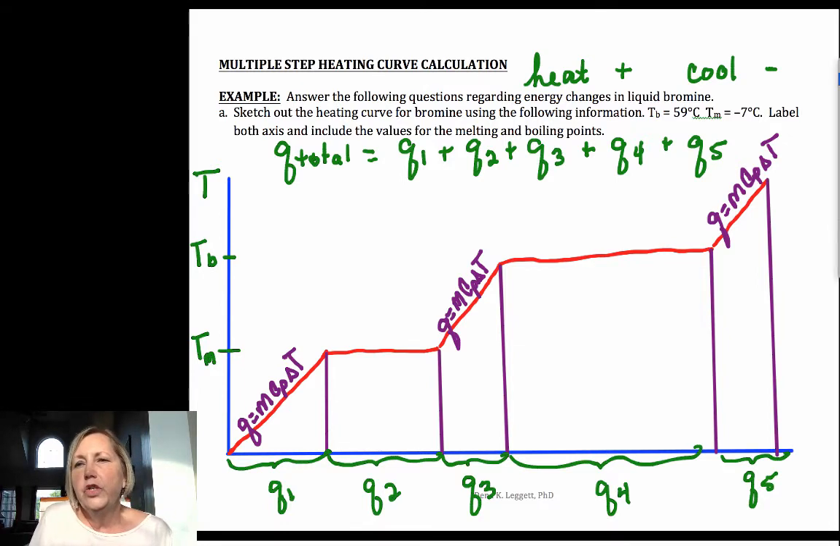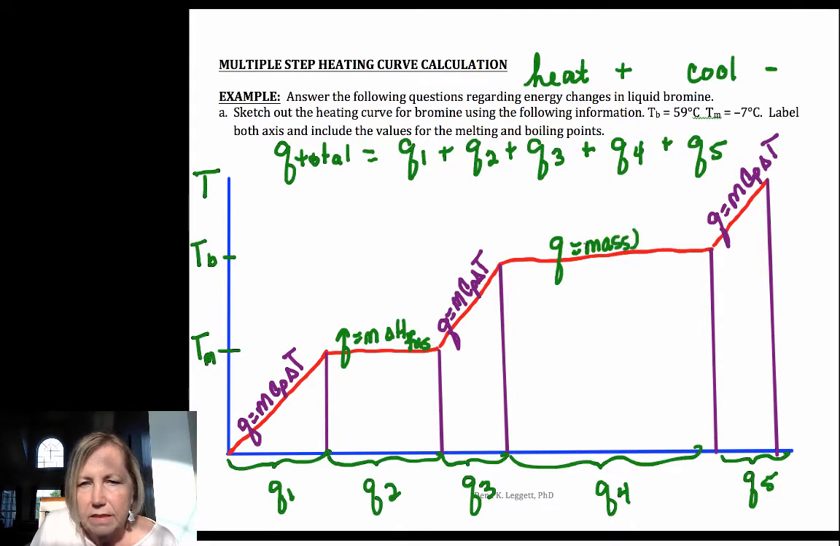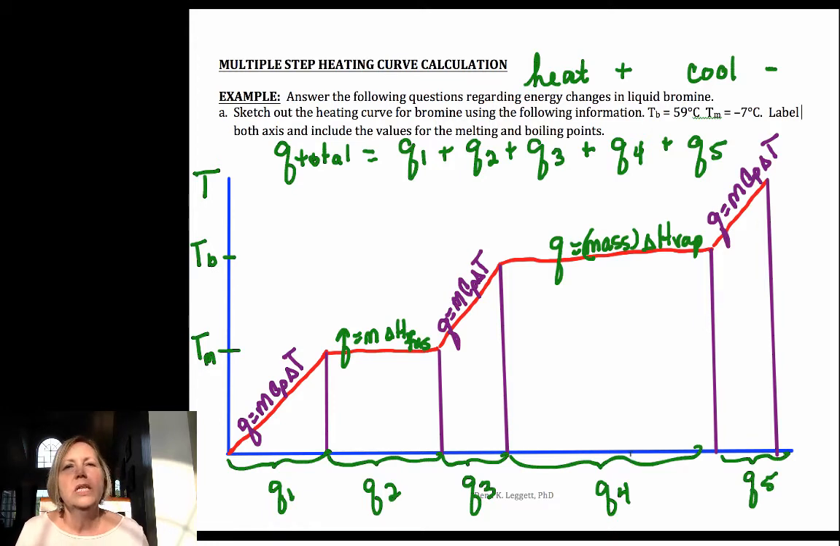Now, if we're on a plateau here, that means there's a phase change. So in this case, Q is going to equal our mass times our delta H of fusion. And here Q is going to equal our mass times our delta H of vaporization. So those are the 2 formulas that we use.